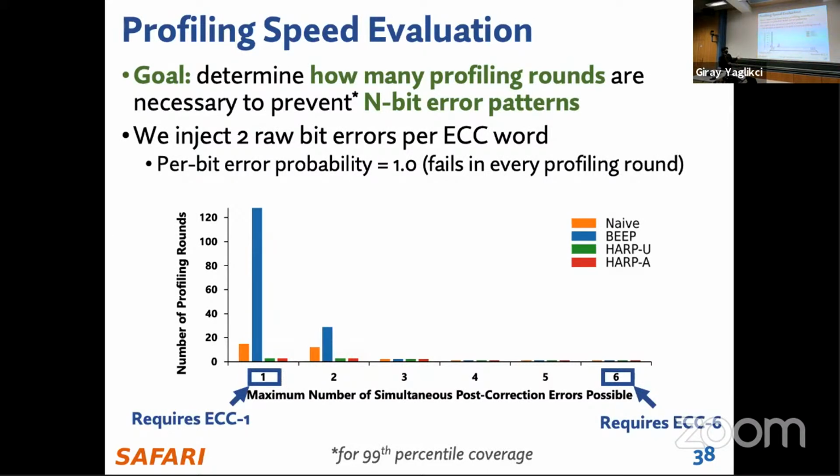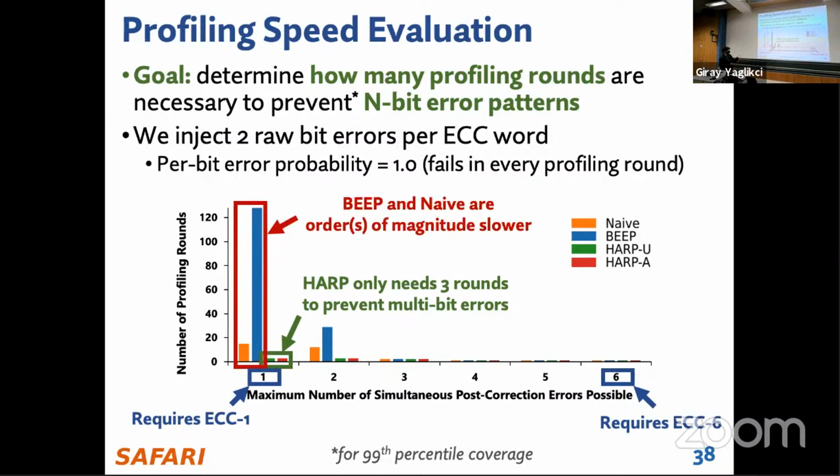What we want to take away from this plot is that HARP only needs 3 rounds to prevent multi-bit errors from occurring, right? Assuming a single error correcting code, after 3 rounds of profiling, only these indirect errors remain that HARP can identify using the secondary ECC, which is not true for the baseline algorithms because they require potentially orders of magnitude more rounds of profiling to achieve the same level of coverage of these error patterns.